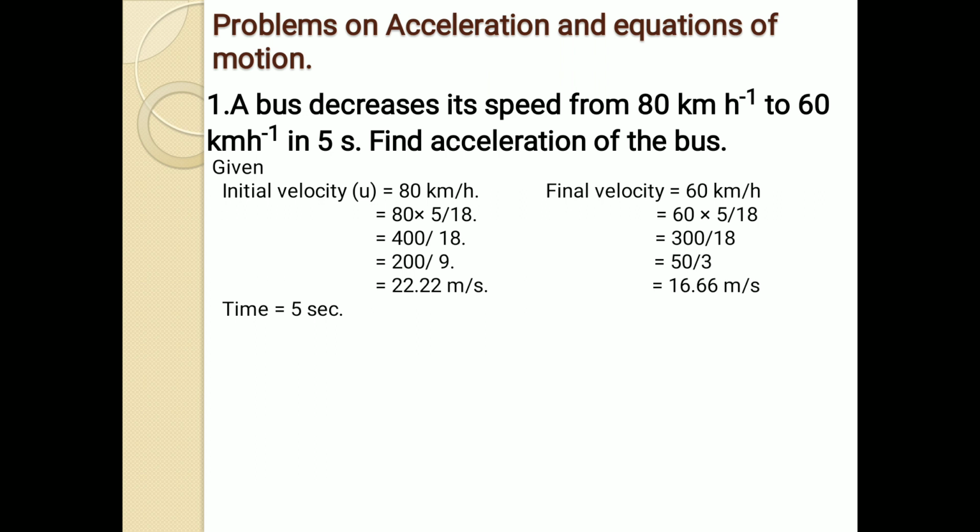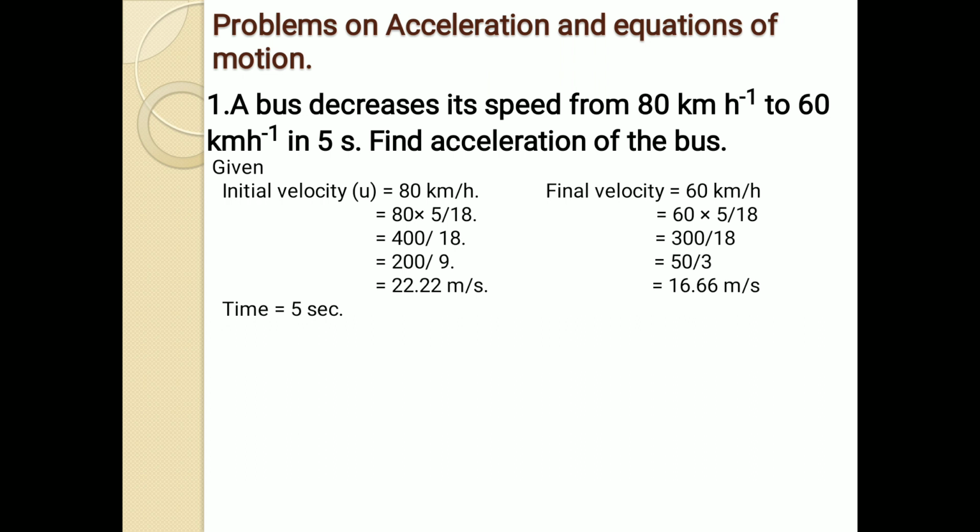So here 80 km per hour is the initial velocity. This one I am going to convert into meter per second. If you convert 80, we should multiply it by 5 by 18, right? So 80 into 5 divided by 18. 80 into 5 is 400. So 400 divided by 18. Further, if you simplify with the 2 table, you will get 200 divided by 9. If you convert into a decimal, 22.22 meter per second. Okay. So 80 kilometer per hour is 22.22 meter per second.